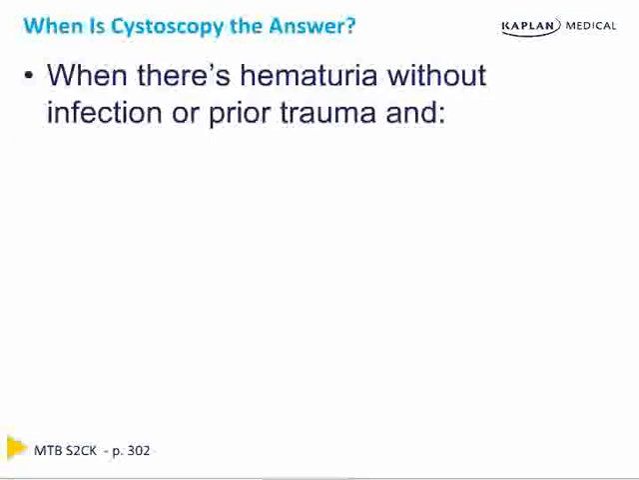We talked a little bit about cystoscopy on the previous slide, so let's discuss it specifically. When is cystoscopy the answer on the USMLE Step 2? So you'll consider a cystoscopy when you have a patient with hematuria, there's no infection, and there's no history of prior trauma. In that particular patient, there are pretty much two reasons to perform a cystoscopy.